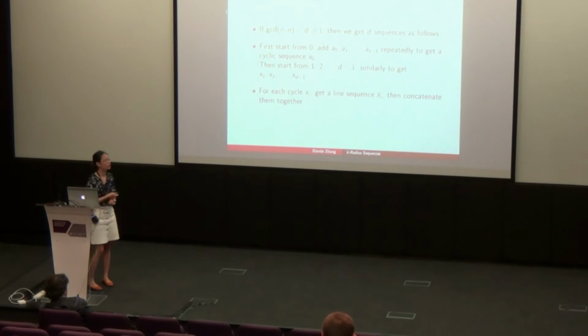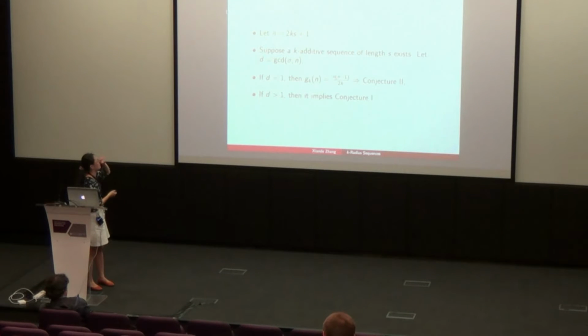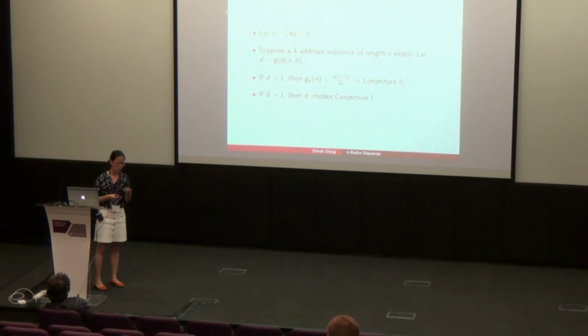And they deduce that if you have a k additive sequence of length s, and D is the GCD of sigma and n, then if D equals 1, the stronger conjecture is true. If D is bigger than 1, then it implies the first conjecture, the weak conjecture. There is a minor term which is big O of n.